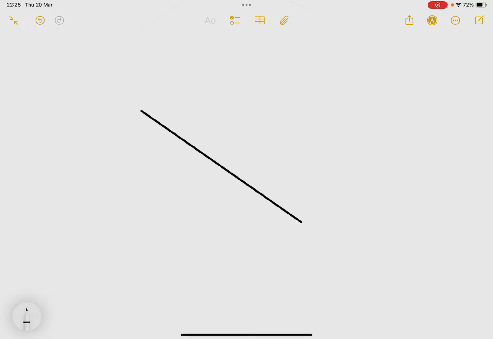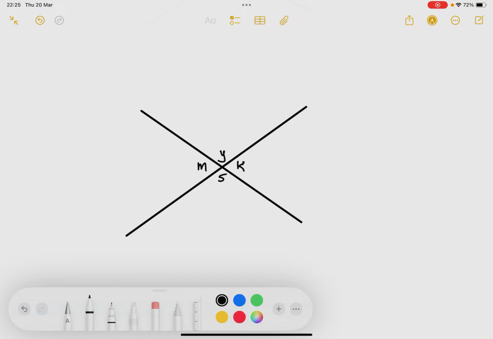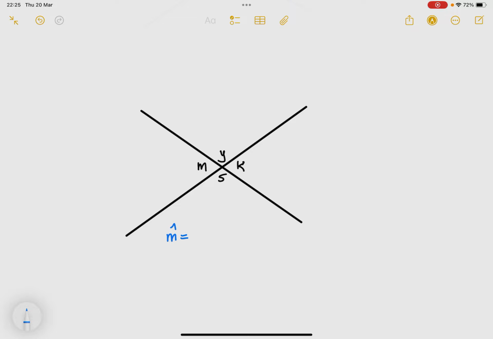Let's draw another line. I'm going to call this angle M, and this angle K. Oh my God, this is K. This thing is glitching, by the way, I'm sorry. Let me call this one S, and this one Y. What do we know, guys? We know that the angle M is going to equal the angle K. So this angle and this angle are the same. They are equal.